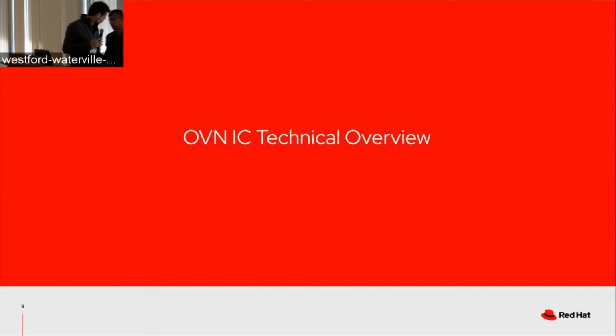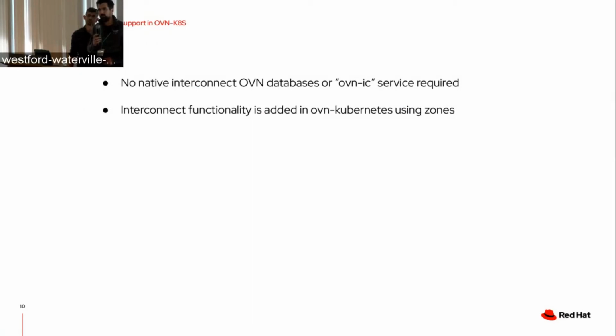Yeah. So let's talk a bit about how we actually want to implement this in OVN Kubernetes. Numan said that OVN IC is a native OVN service, but because we don't want to expose even more services that the nodes have to connect to, we're actually going to implement this in OVN Kubernetes itself. So we're going to skip using the OVN IC daemon, and we're going to use what we call zones in OVN Kubernetes to implement the interconnect functionality.